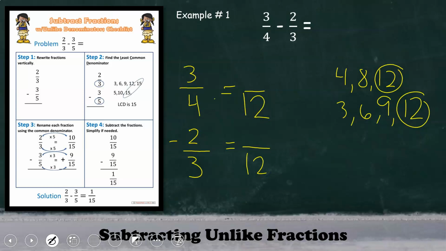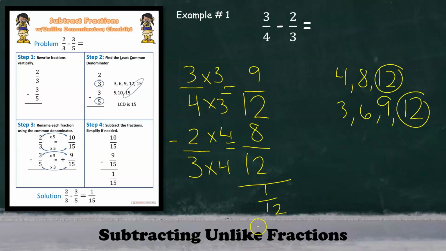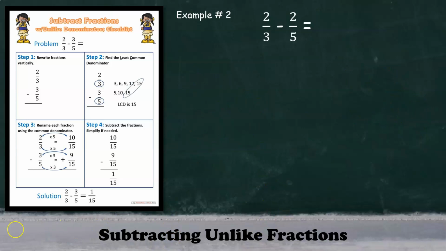For this next step, students should have an understanding of how to make an equivalent fraction by multiplying by a fraction equal to a whole. Since we know that 3 needs to be multiplied by 4 to get 12, we'll do the same to the numerator. 3 times 3 equals 9. And the same will be done for the bottom number, multiplying by a fraction equivalent to a whole. Now we're ready to move on to our final step, which is to subtract 9 twelfths minus 8 twelfths, leaving us with 1 twelfth.